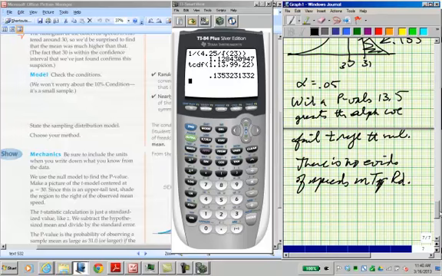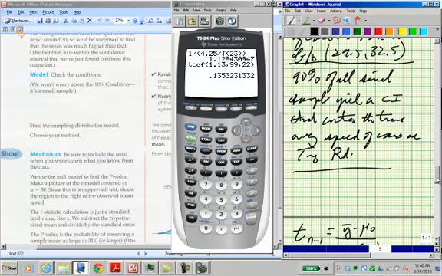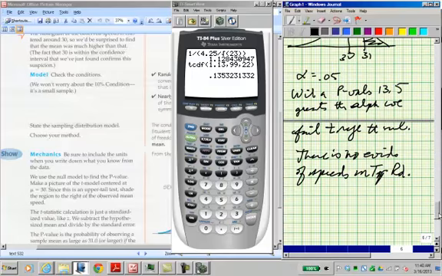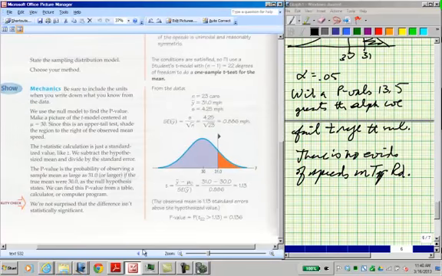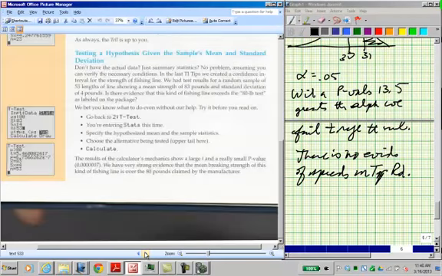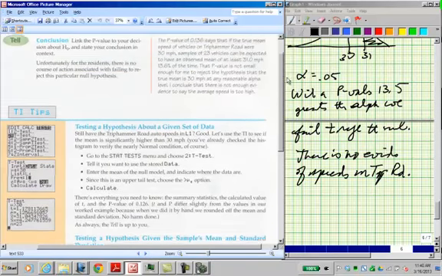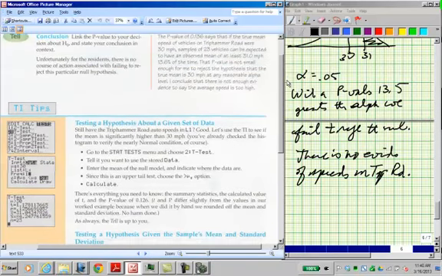So we got everything. We got the mechanics. We got the conclusion. Now I didn't write down the presuppositions, but they were the same as the confidence interval. So make sure you do them. Okay. Now we got a few things to go over. Okay. Let's do the test.